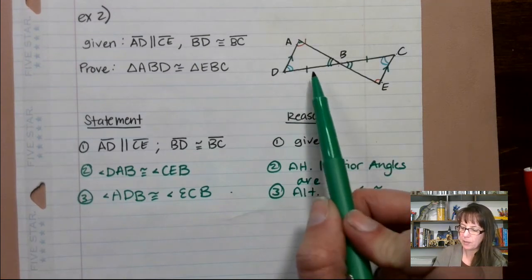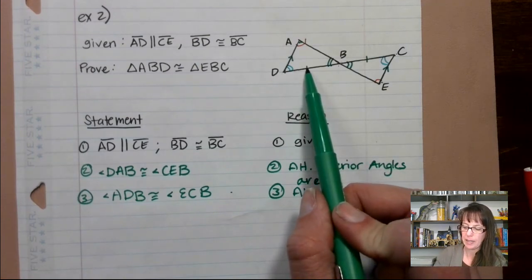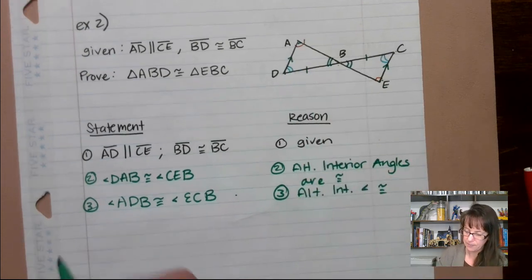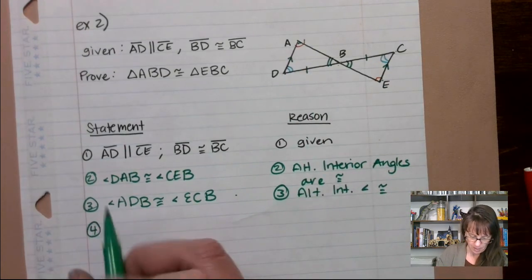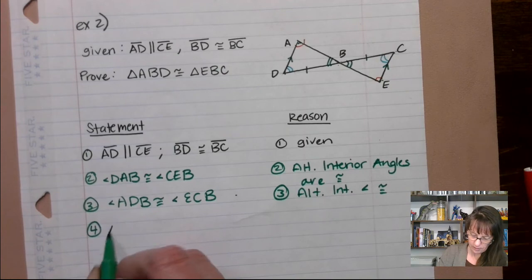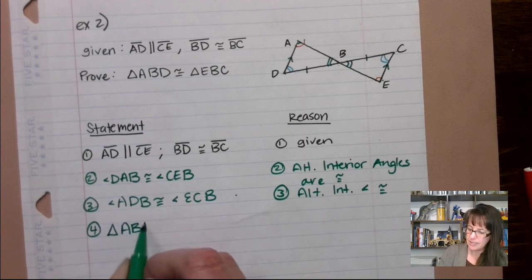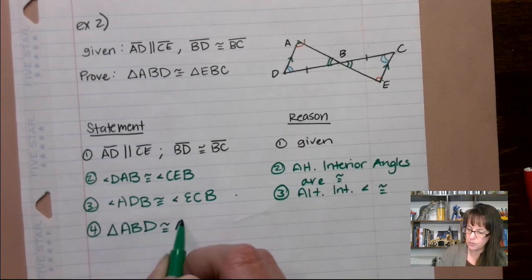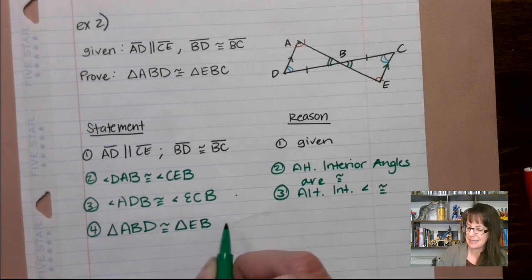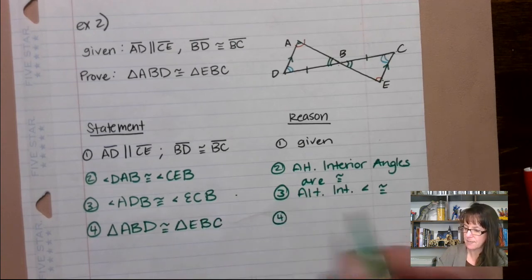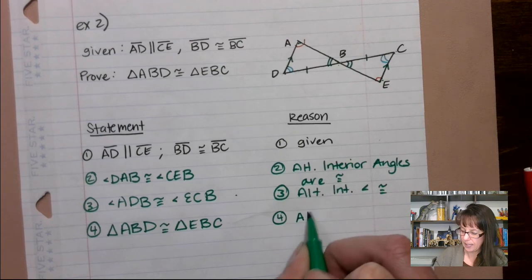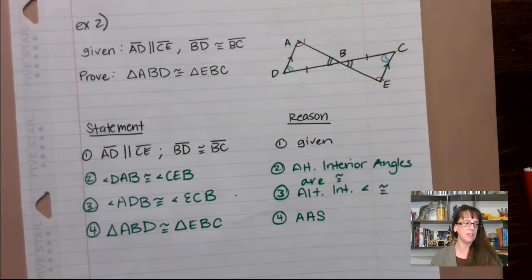So what I have now is these 2 triangles are congruent by angle, angle, side. So we can say, all right, well, we've got triangle ABD is congruent to triangle EBC because of angle, angle, side.